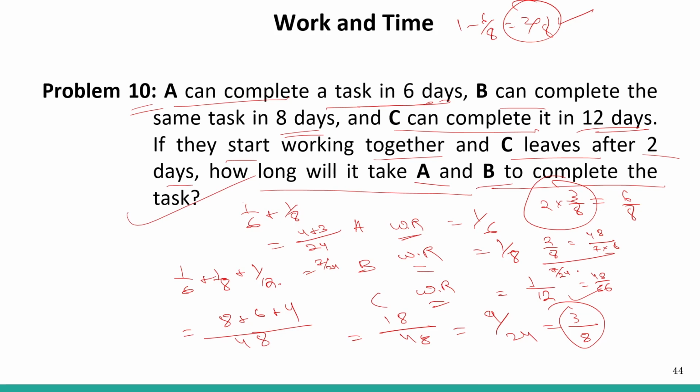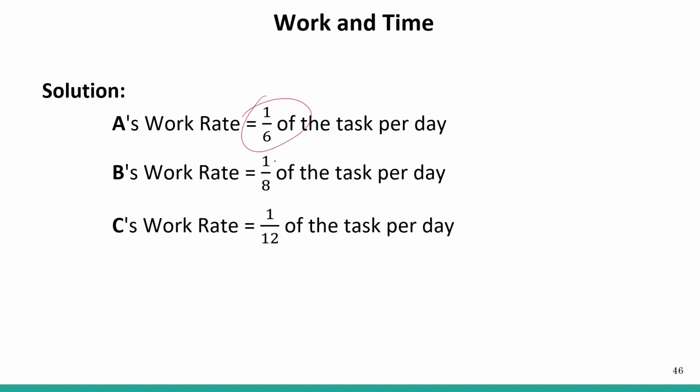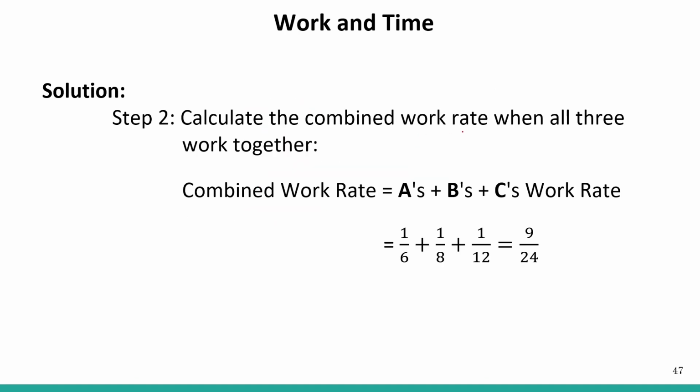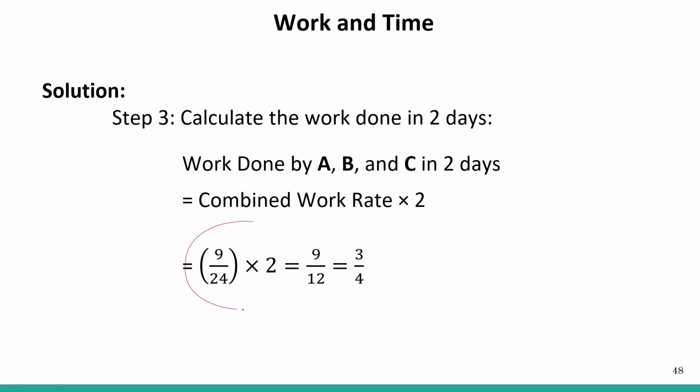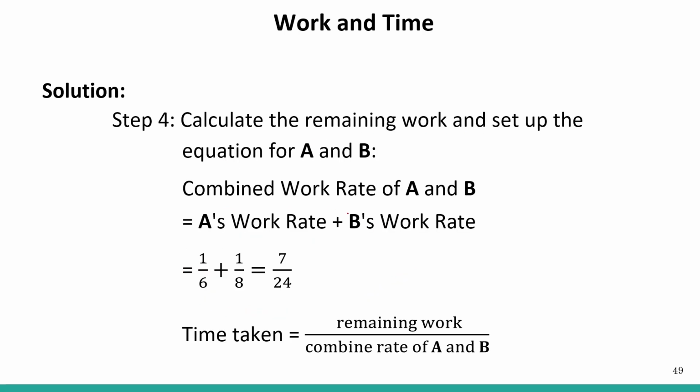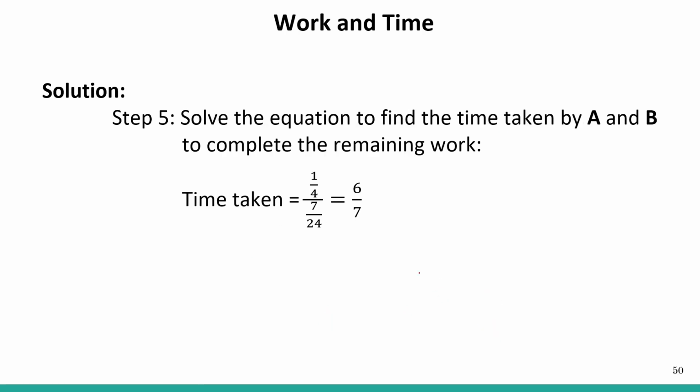So we have arrived at the solution, that is 48 by 56. This much for A, B and C. As you can see, the work rate when all three work together is this much, and the work done in 2 days is this much. So calculate the remaining work and divide by the combined rate of A and B. What we are arriving at is 6 by 7, because 48 by 56, if we divide by 8 on both numerator and denominator, leaves 6 and 7. So 6 by 7. This is the correct answer.